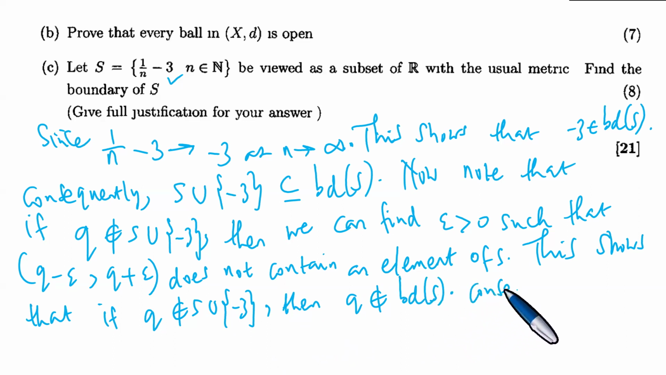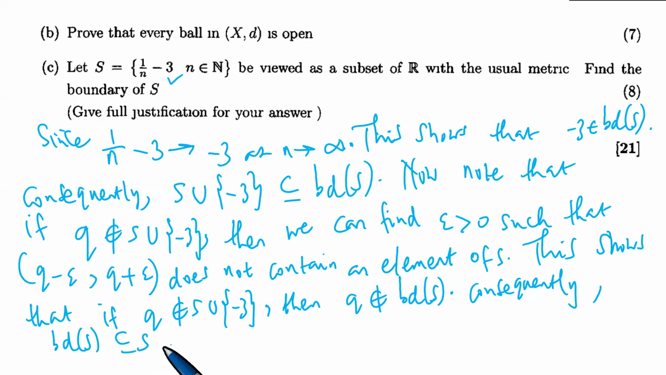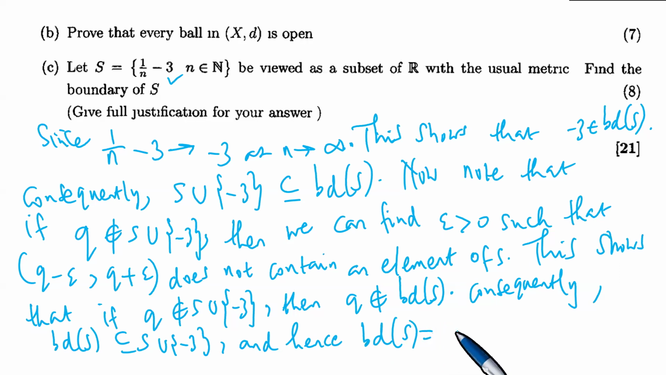Shall discuss this. Consequently, the boundary of S is a subset of S union minus 3, and hence the boundary is S union minus 3. Find the boundary. So this is the boundary of S, is the set S union minus 3.